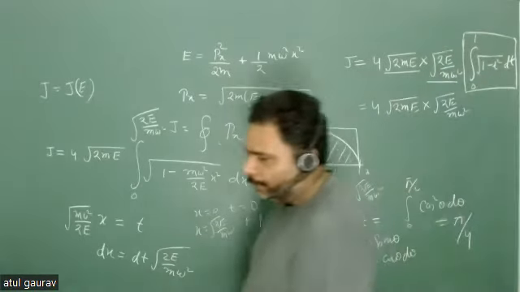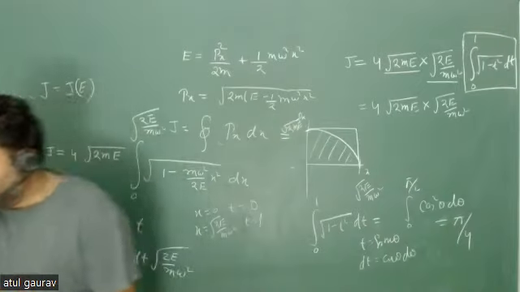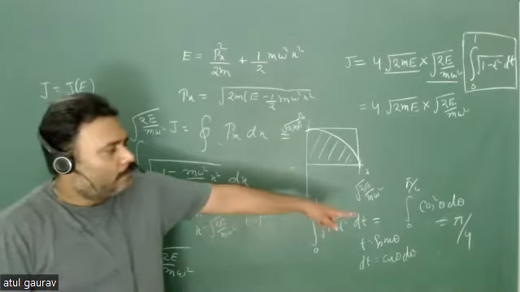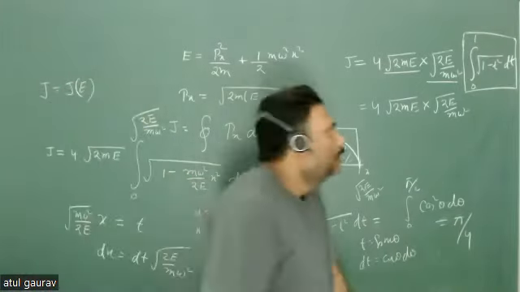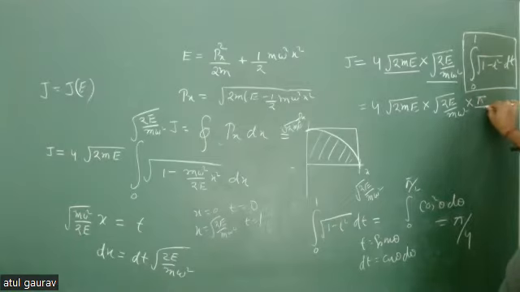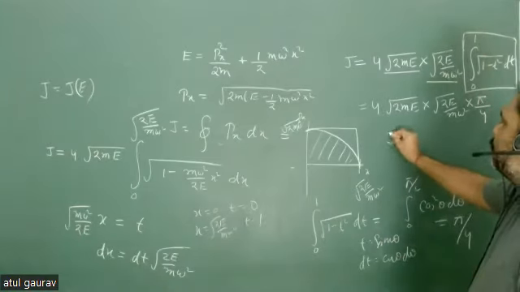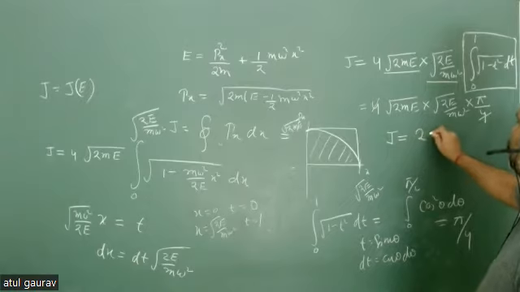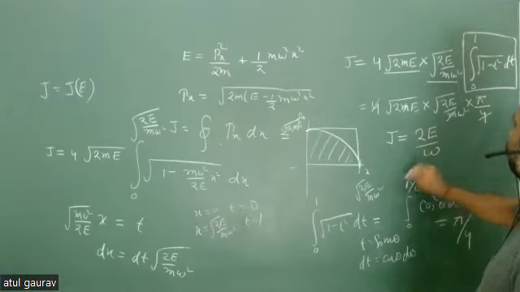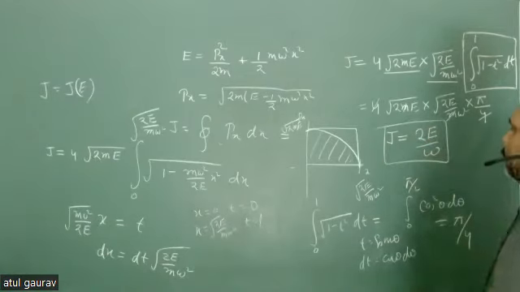Are people comfortable? Very simple integration. And pi by 4 is less than 1 or greater than 1? Less than 1. So this value is equal to what? Pi by 4. Now, this is my j. This pi and pi will cancel out. And we have this m and m is cancel out. 2e upon omega. So this is my j.